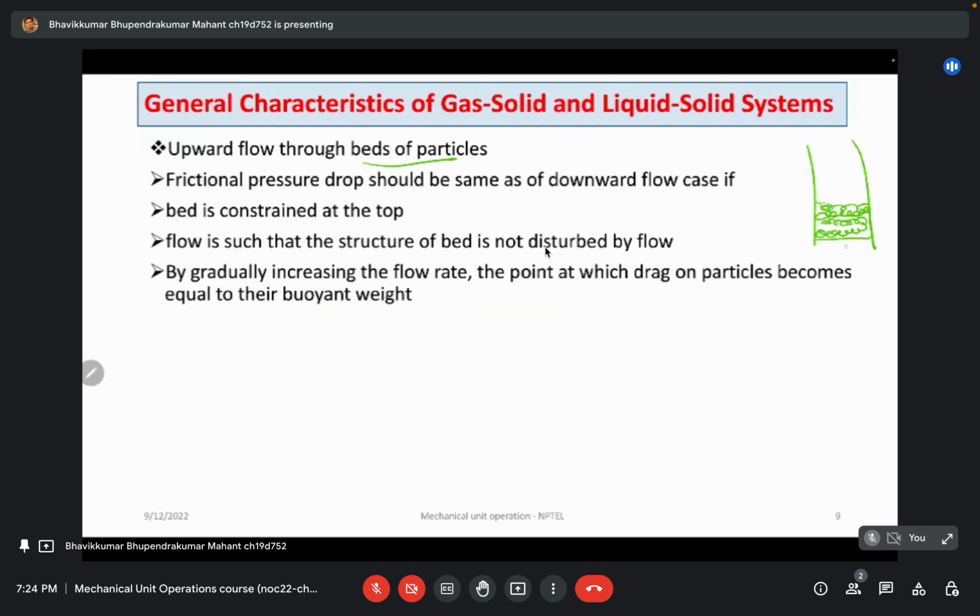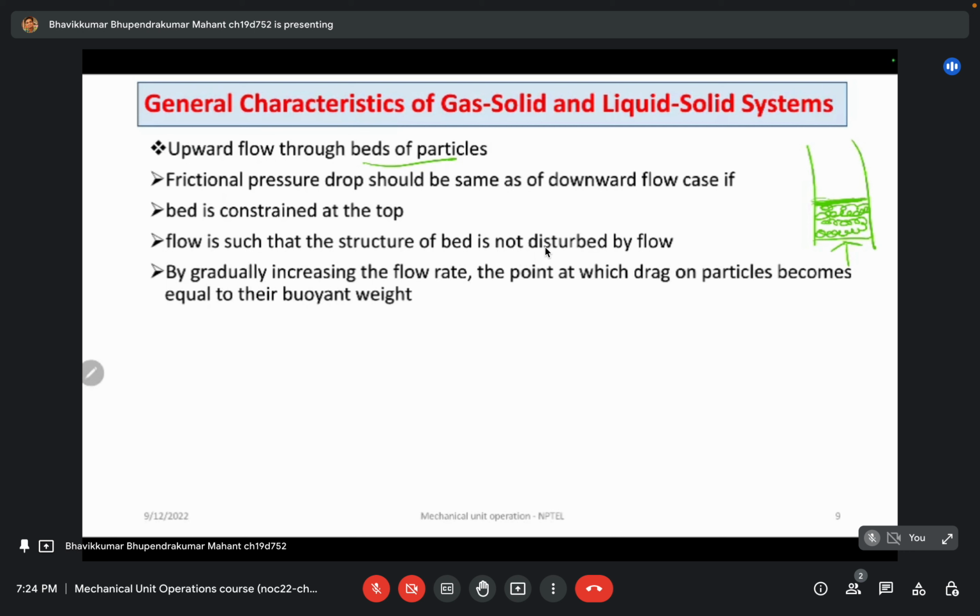Okay, so this is the most important thing, because generally fluidization only occurs when we provide an upward flow to the particles, because it is against the gravitational force. That's why, after buoyancy, it will float in the air. If we constrain this bed at the top, then there will be no difference. It will be the same as a downward flow.